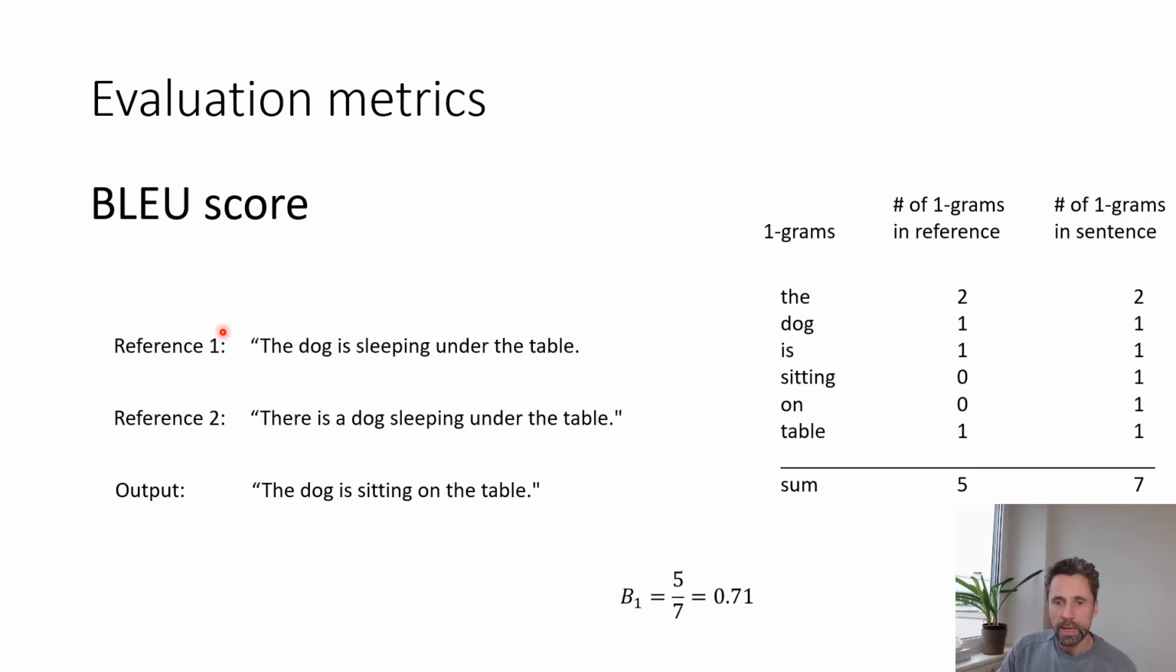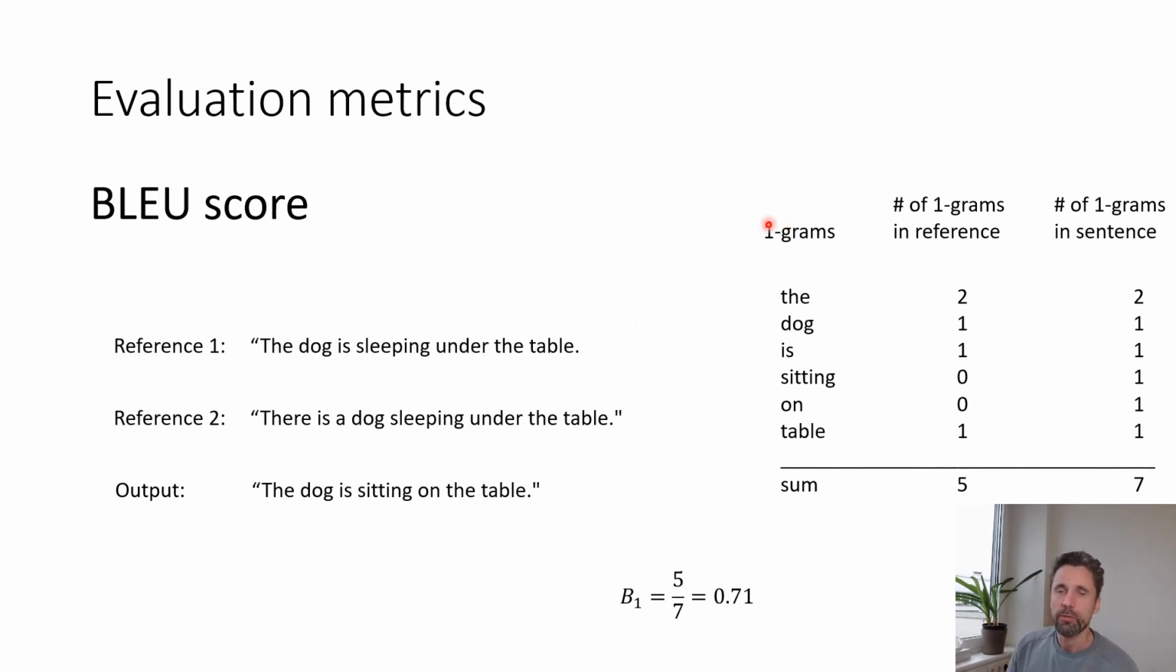And so this is how it works. We start by looking at the different reference sentences that we have. So let's say we have two. One is: the dog is sleeping under the table. The second one says: there is a dog sleeping under the table. And our output sentence is: the dog is sitting on the table. So quite some error in terms of correctness from a human point of view. But let's see what BLEU does with that output and how it does that.